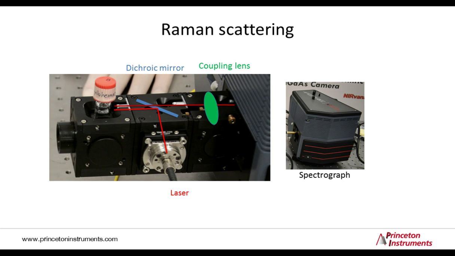So a basic setup looks as follows. The laser hits a dichroic mirror, and that is reflected to the sample in this case. The dichroic mirror will reflect the laser light, but the energy-shifted Raman light can pass through the mirror, where the laser is blocked. That's important because typically the signal is very weak in a Raman experiment, and so the laser signal would overwhelm the light. Finally, the light goes through a coupling lens into the spectrograph.